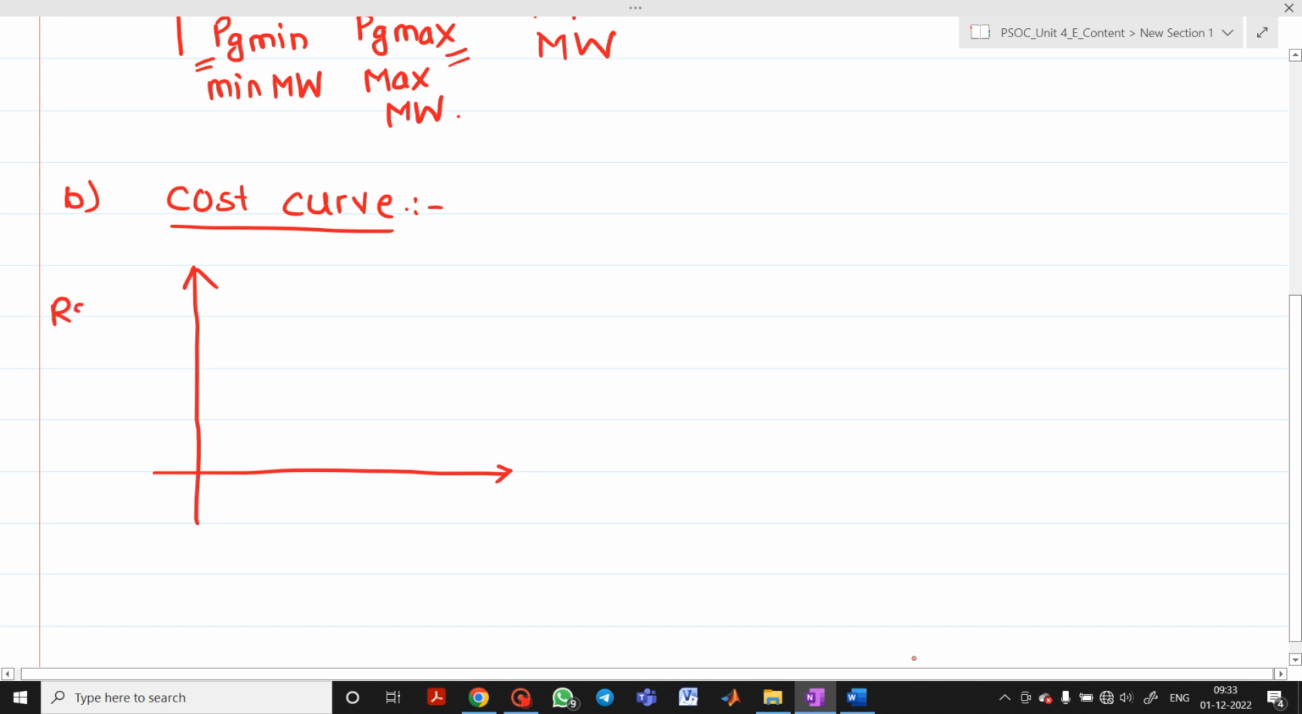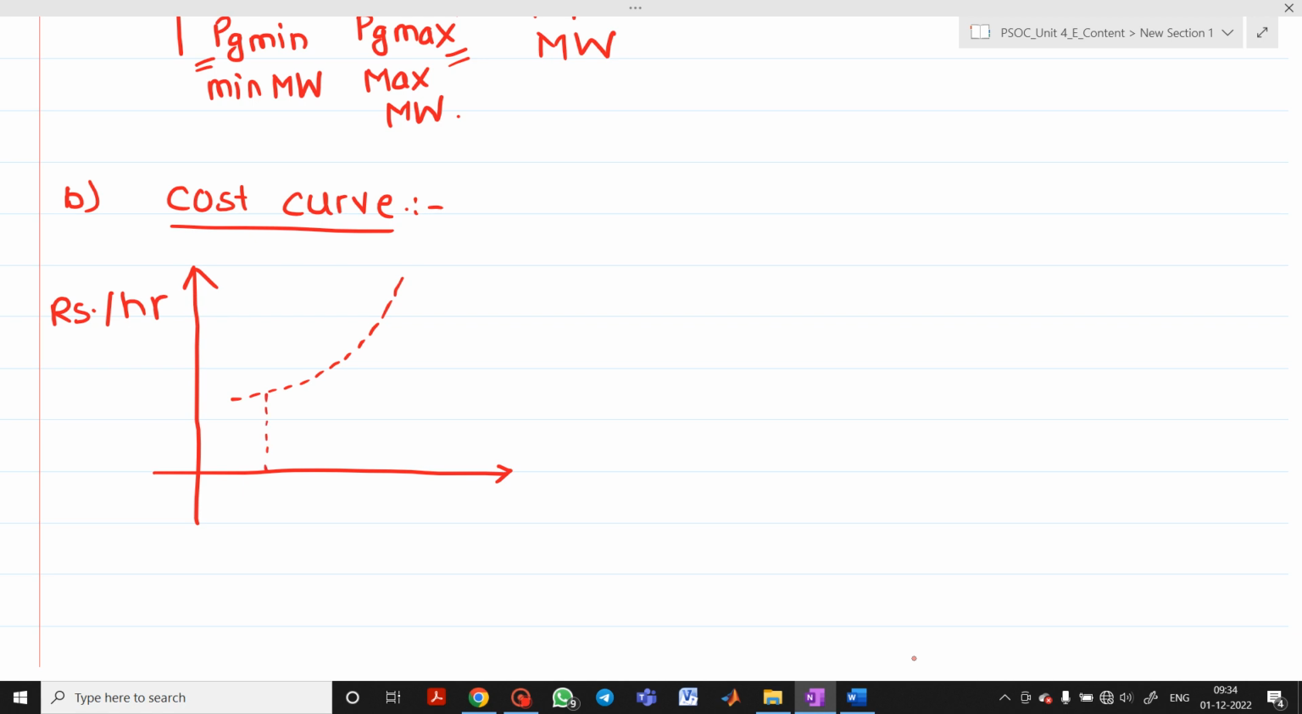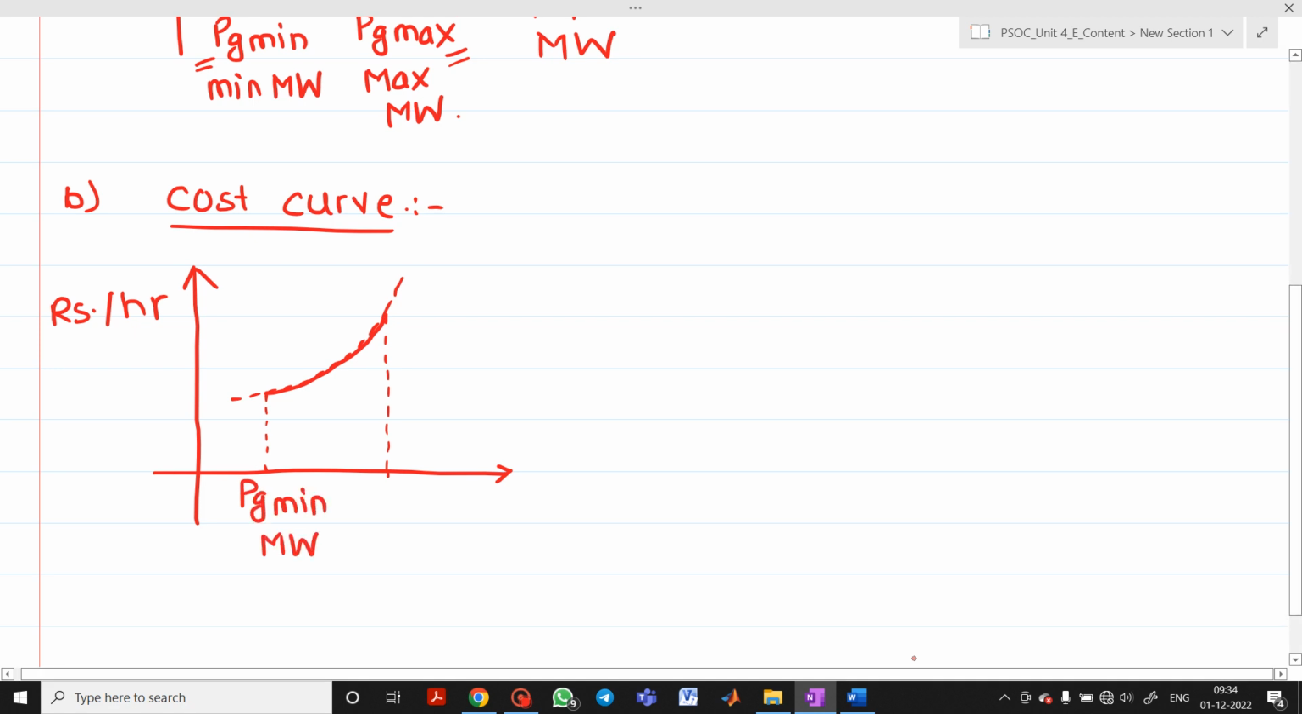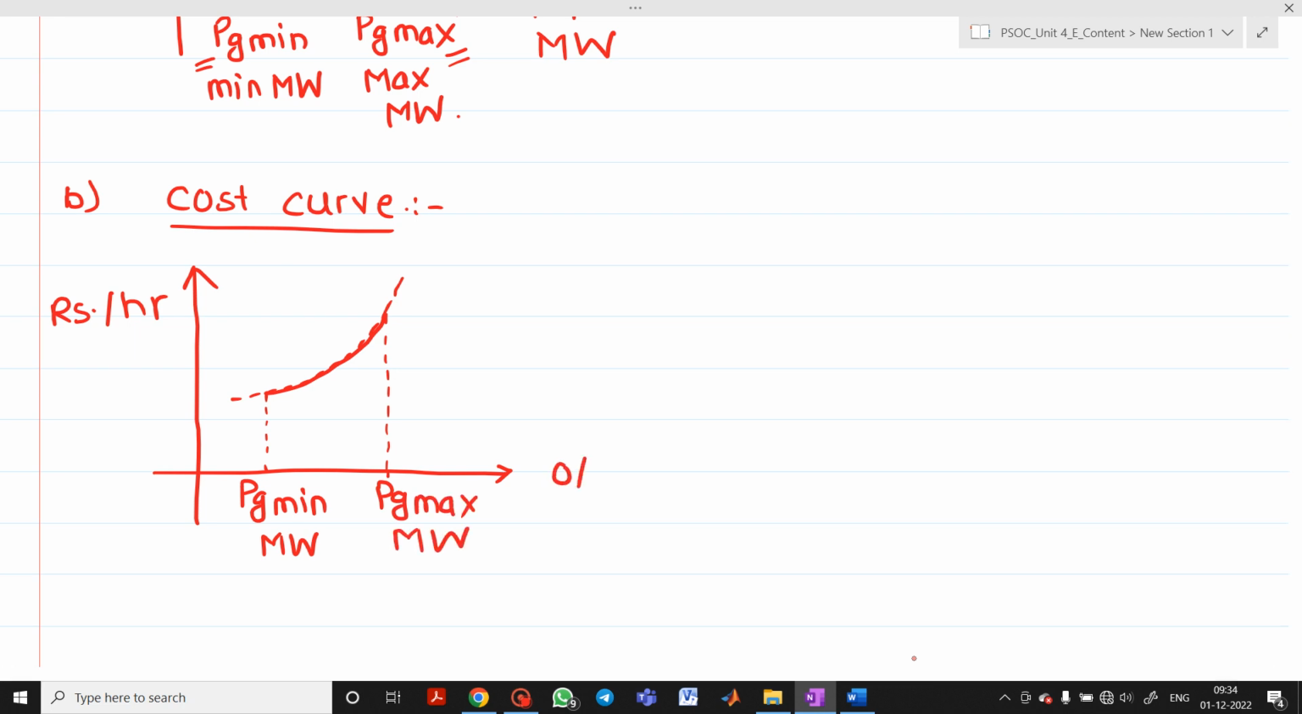Here on the y-axis there will be rupees per hour. The diagram is the same. This will be a dotted line, and again this will be a dotted line. These are the solid lines here. This will be your PG minimum, in megawatt, and this will be your PG maximum, again in megawatt, and this is your output power, which is always in megawatt. So how are we getting this cost curve? With the help of the input output curve.